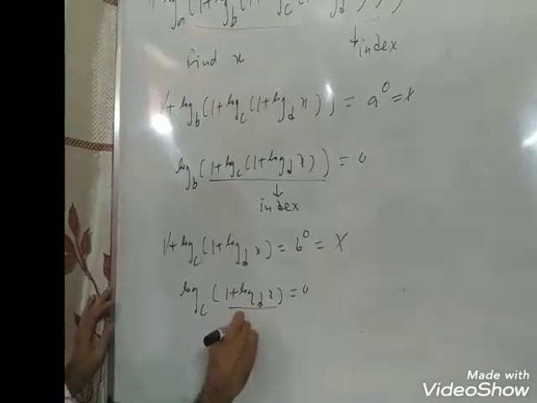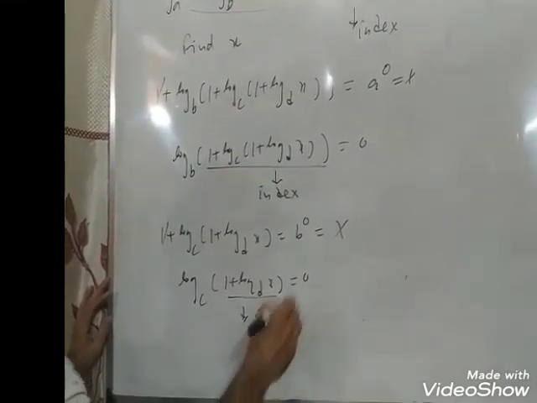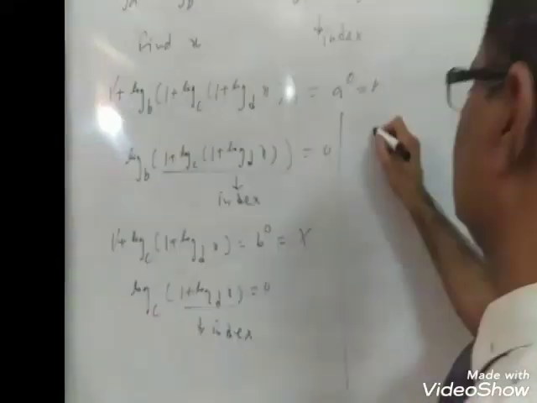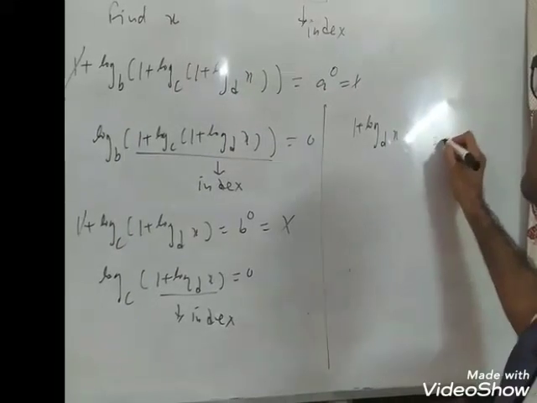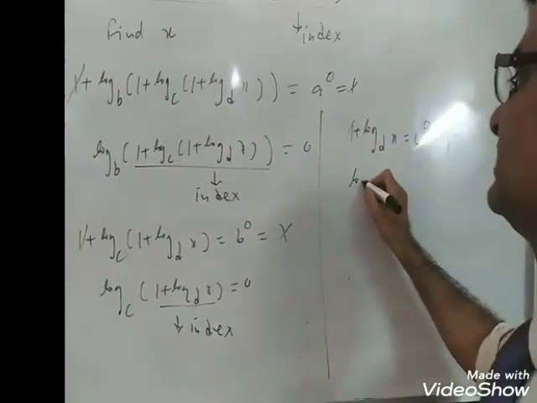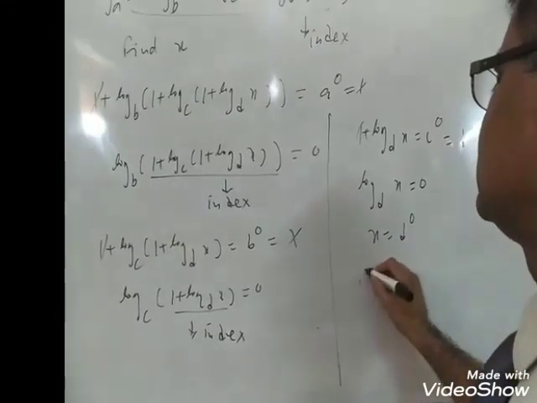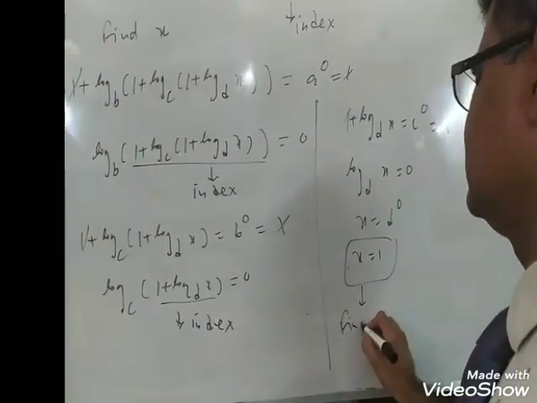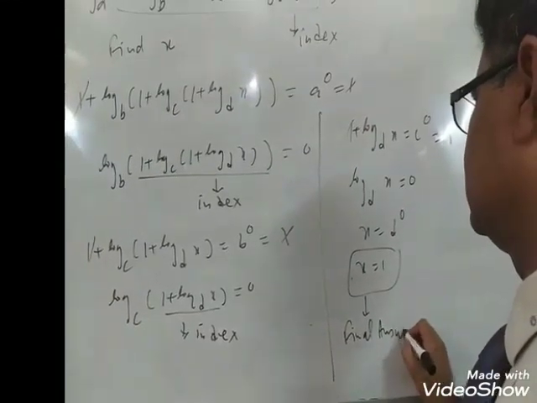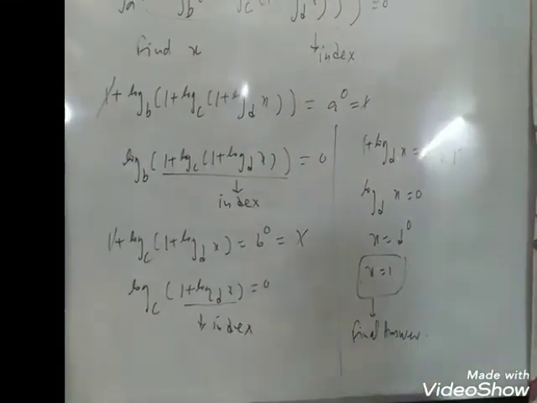This is again an index. So 1 + log_d x = c^0, which is 1. 1 and 1 get cancelled. Log_d x = 0. So x is again d^0. So x is equal to 1. This is our final answer. Now you can see how the equation moves.